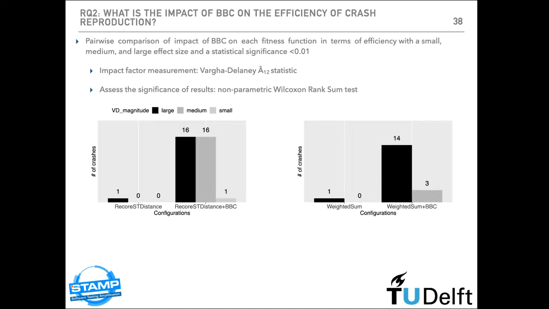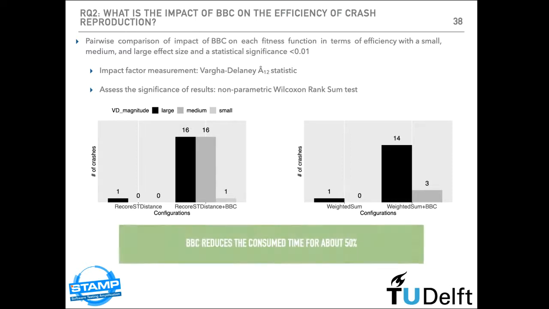For research question 2, we measured the impact factor using Vargha-Delaney statistics and assessed the significance of results by the non-parametric Wilcoxon rank sum test. Here we can see that BBC improves the efficiency of the search process guided by ST distance in 33 cases. As we can see, in 32 crashes, the impact was either large or medium. We can also see that BBC improves the efficiency of weighted sum in 17 crashes with large or medium impact. In both cases, on average, the improvement achieved by BBC in significant cases is about 50%.